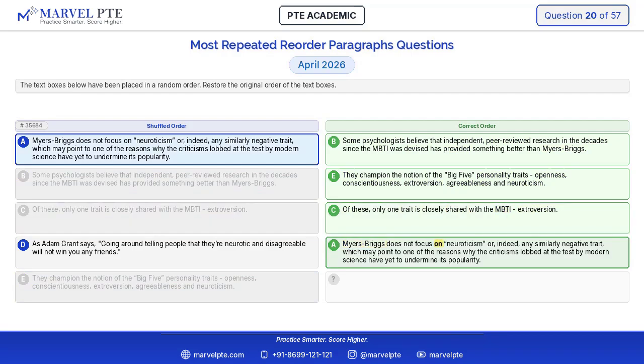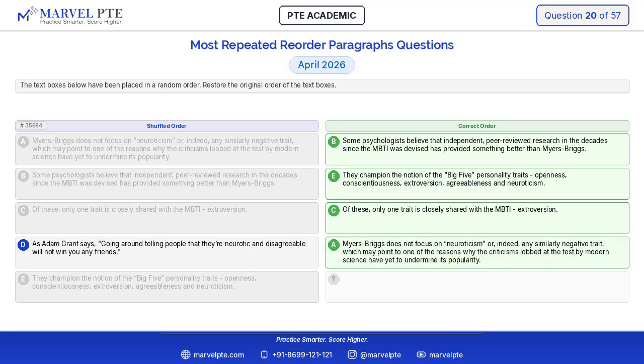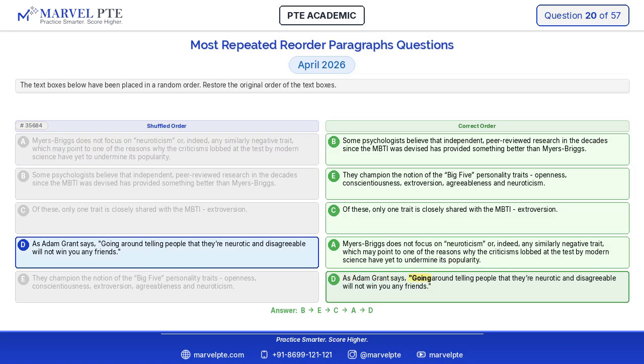Myers-Briggs does not focus on neuroticism, or indeed any similarly negative trait, which may point to one of the reasons why the criticisms lobbed at the test by modern science have yet to undermine its popularity. As Adam Grant says, going around telling people that they're neurotic and disagreeable will not win you any friends.